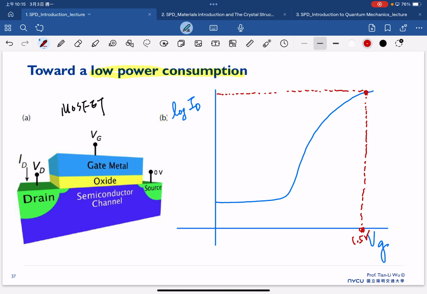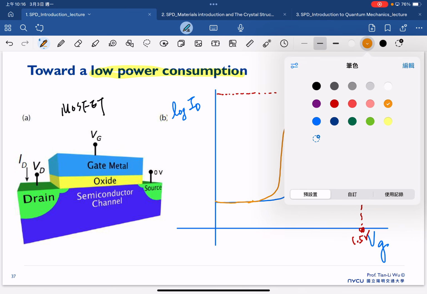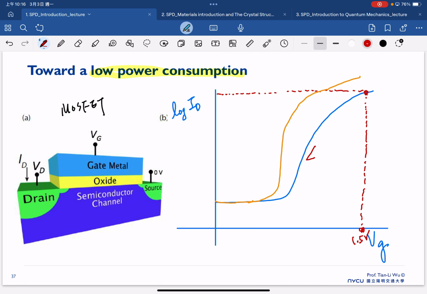But nowadays, if we can try to fabricate another transistor with very similar steady current, but that can turn on faster. So that means if you look at this, it is a critical performance metric that we call the subthreshold slope. For example, the blue one might have the SS around 90 millivolt per decade.